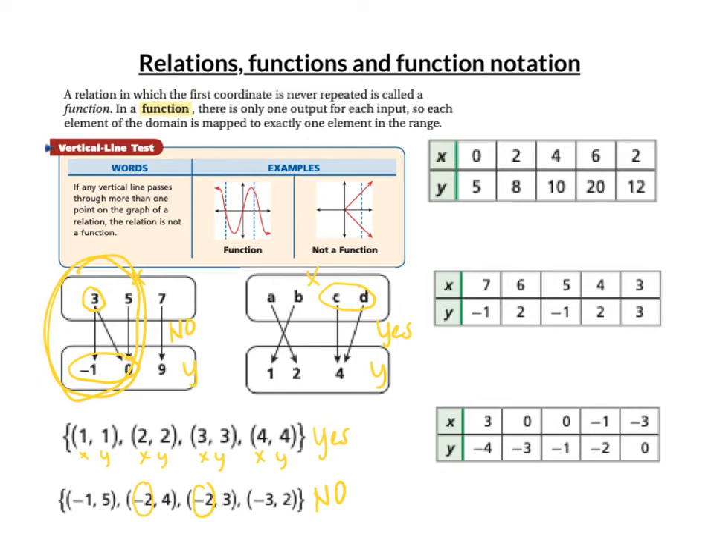The trick I just showed you works in the table. You see how 2 occurs twice? 2 goes to 8 and 2 goes to 12. This one is a no. In the second table, every x has a single y value. So this one is a yes. And again, in the last table, you have 0 occurring twice. 0 goes to -3, 0 goes to -1. This one is not a function.